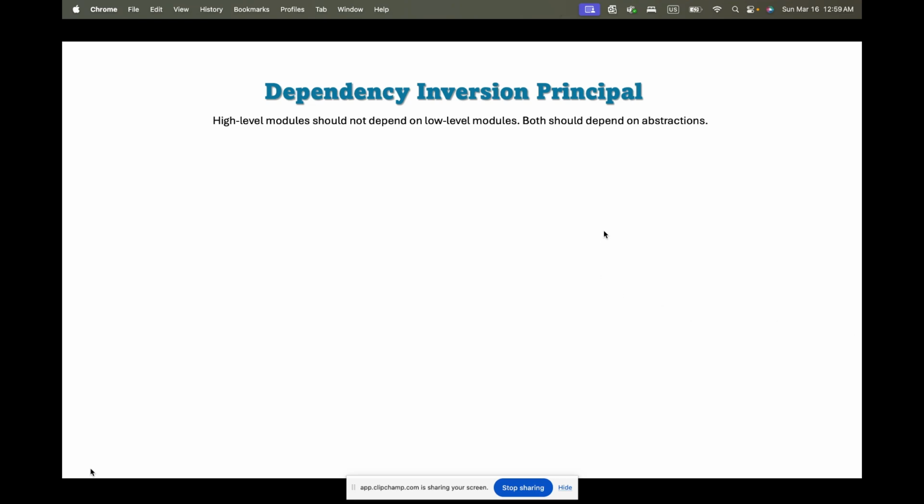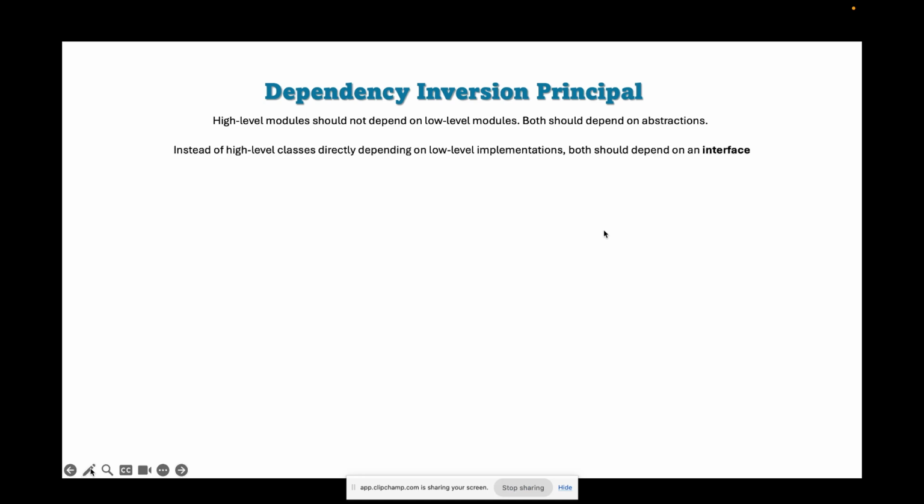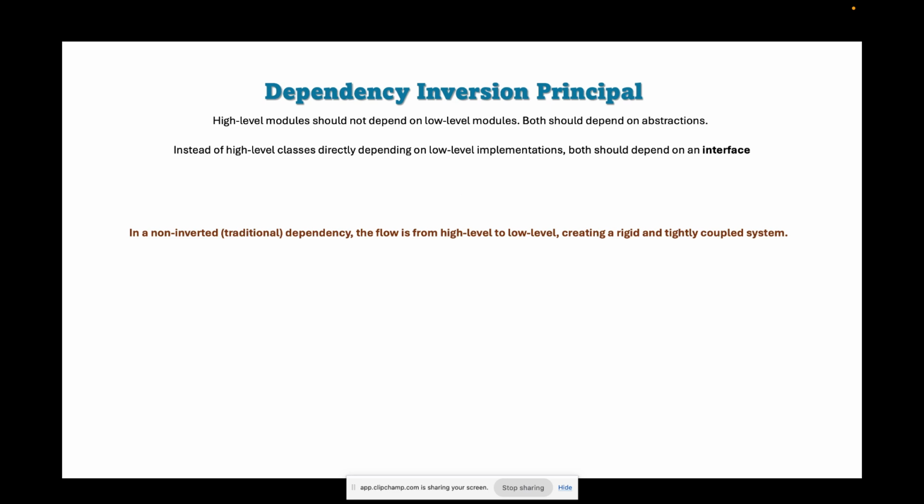So let's understand further. Instead of high level classes directly depending on low level implementation, both should depend on an interface. This looks confusing as well. But before we understand what this principle means, we need to understand what inversion means. If I talk about non-inverted or traditional dependencies, then I'm talking about a tightly coupled system where my system is getting more rigid and I'm going from high level to low level.